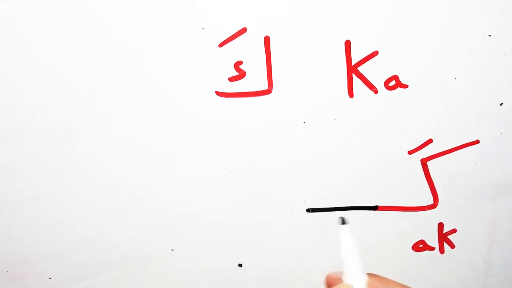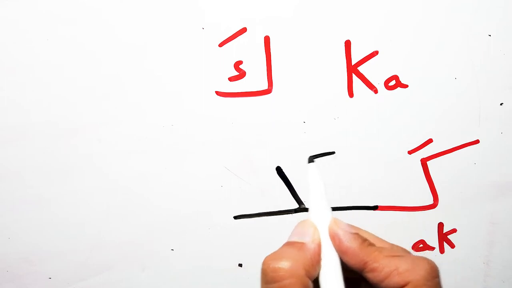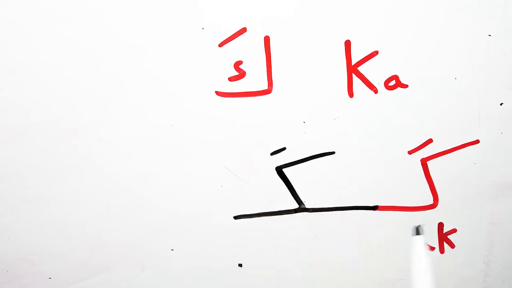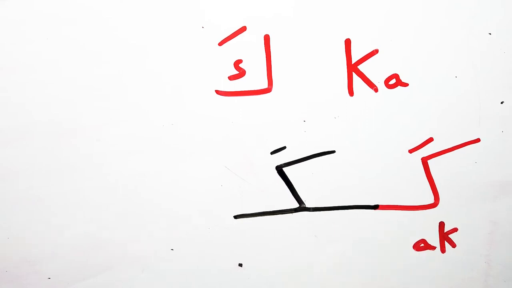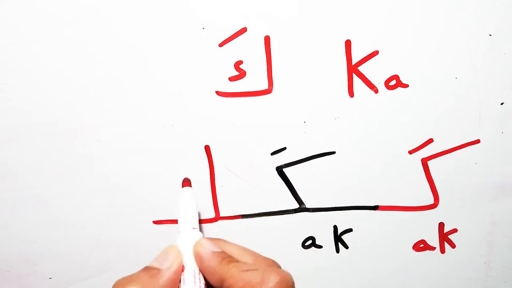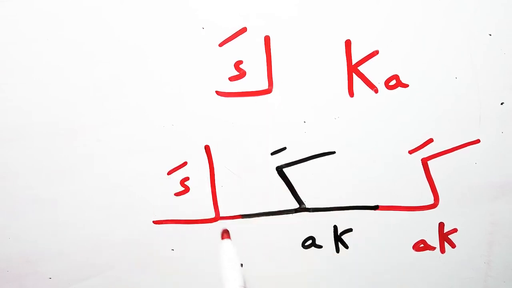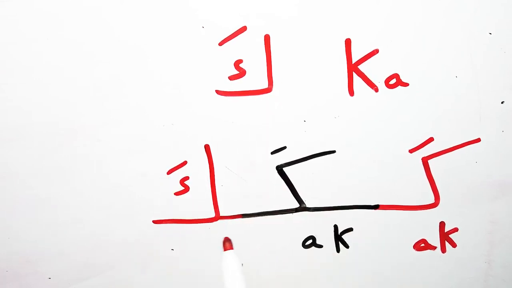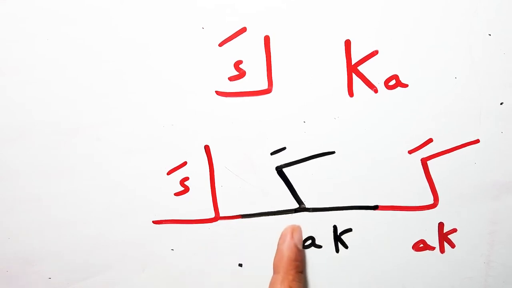Let's see K in the middle of the word. I have to add this line, and then I have to do like this, again this mark, and then like this. K. Okay. And then finally we have K in the end of the word. It looks like K when it is out of the word, but we just add this line here in order to get connected to the previous letter.